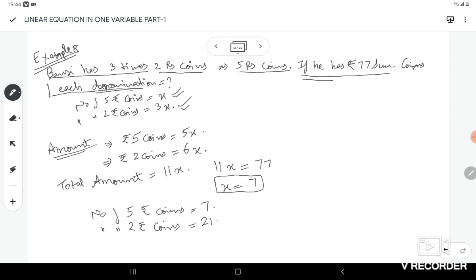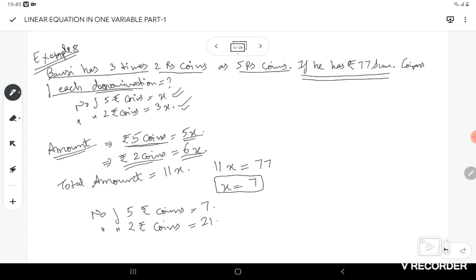Now we are given the sum of the amount, so first of all we will have to find the amount of rupee 5 and rupee 2 coins, and on doing the sum it is given as equal to 77. So how are we going to do it? We are going to find the amount. Now the amount for 5 rupee coins will be equal to 5 of x, and for 2 rupee coins will be equal to 2 into 3x, that is equal to 6 of x.